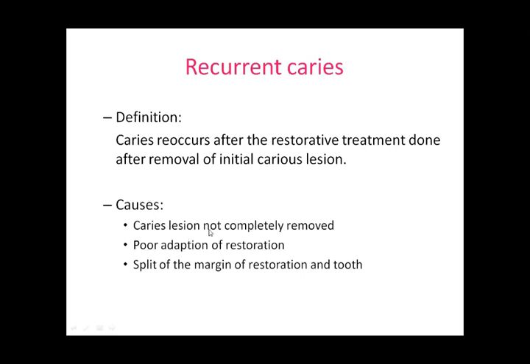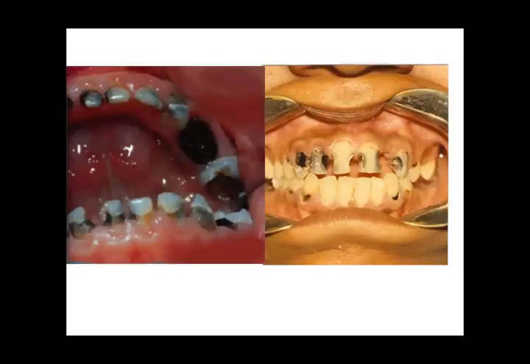Causes are that the caries lesion was not completely removed, or poor adaptation of restoration, like the material that you used to restore was not good, right? It is not in the right position, so it will not stay there for a long time. Another cause is split margins between the restoration and the tooth. So for example, if the margins are split, there is a pathway for recurrent caries. You see these are recurrent, even though they are filled in some areas.